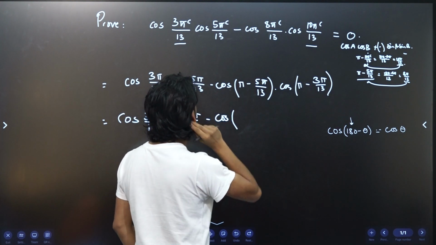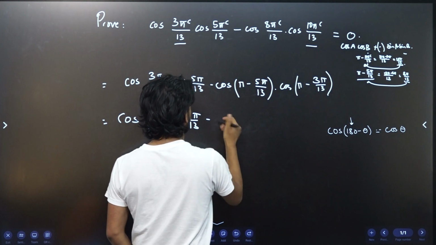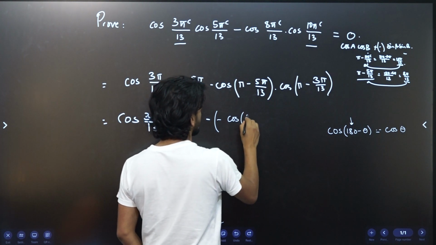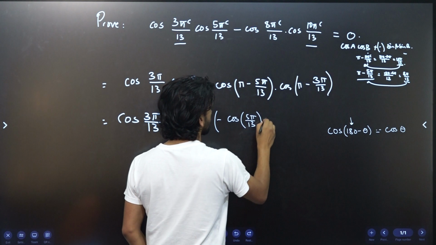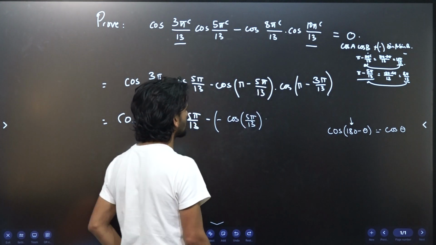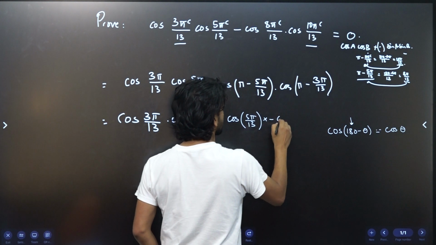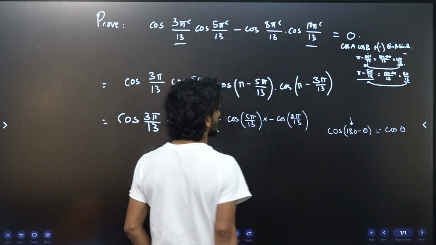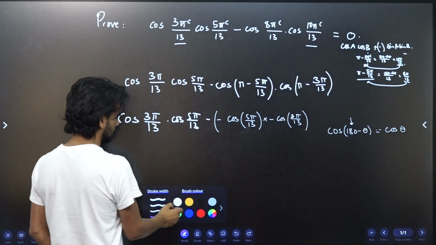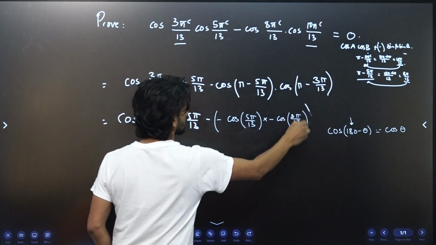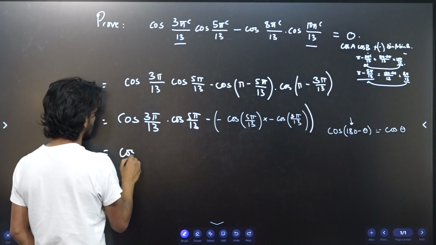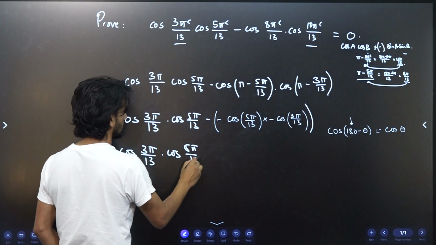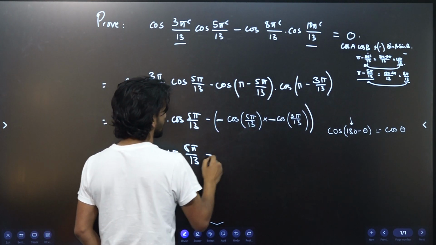And then plus. So, cos minus cos 5 by 13, similarly, that minus is also going to be the same. Minus cos 3 pi by 13. So minus plus cos 3 pi by 13, 5 by 13 minus. Minus plus.